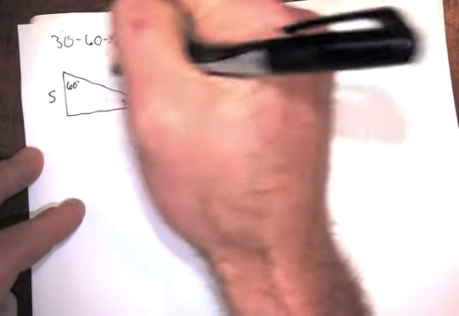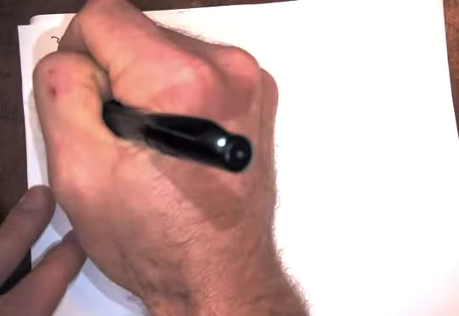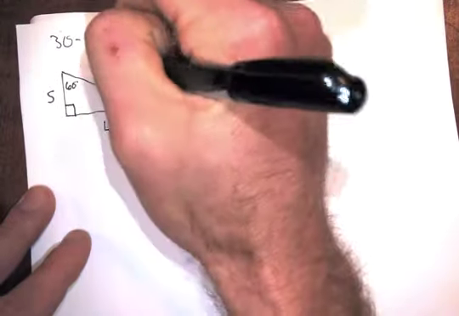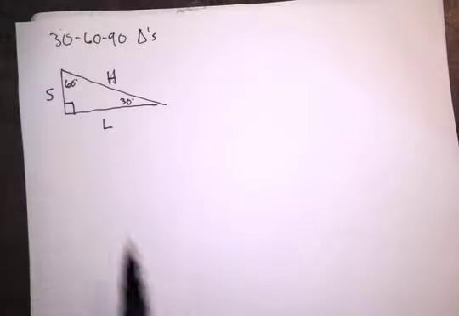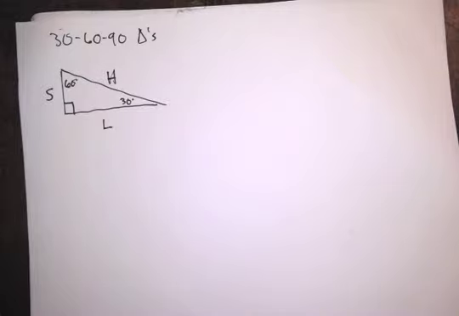60 here. Across from the 60 is the long leg. Call it L. And then the 90 here. Across from the 90 is the hypotenuse. Okay, so you always have a short leg, long leg, hypotenuse. Make sure when you draw it, it's clear which side is your short leg, your long leg, and your hypotenuse, and label your 30, 60, and 90.